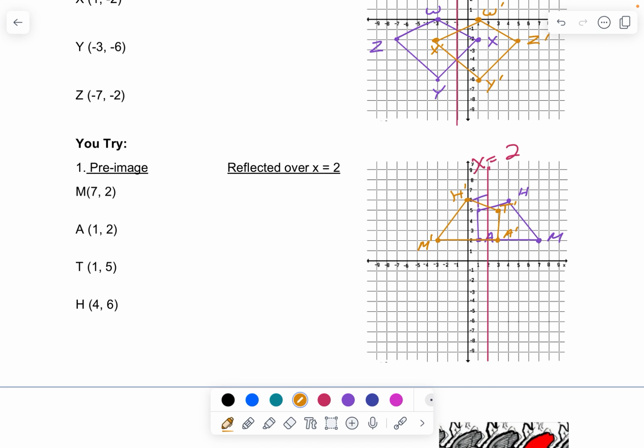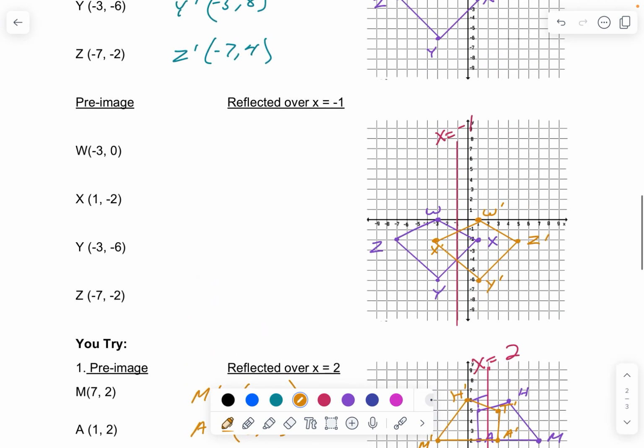So connecting. You can see it does work. It is symmetrical to that line, X equals 2. Oh, I forgot to do my new coordinates. So let's see, M prime, A prime, T prime, H prime. M prime is at -3, 2. A prime is at 3, 2. T prime is at 3, 5. And H prime is at 0, 6.